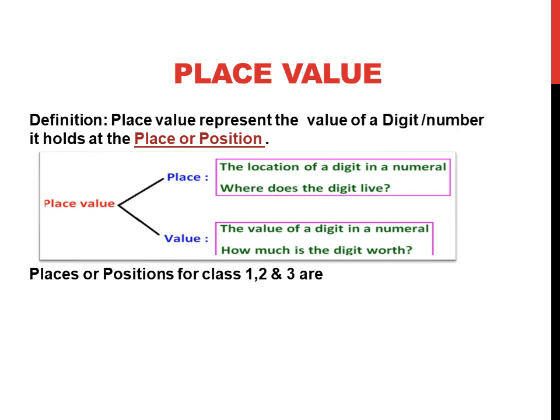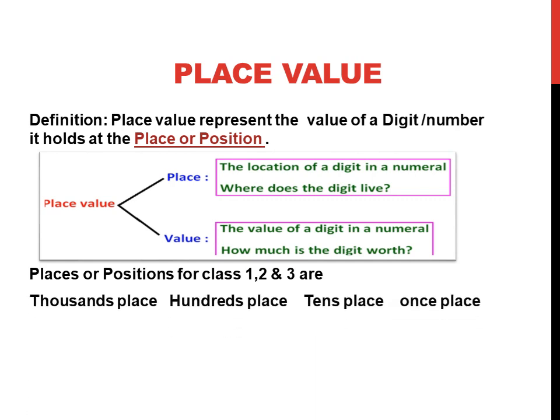The places for class 1, 2, 3 are ones place, tens place, hundreds place and thousands place. There are also ten thousands and so on, but for your level these four places are enough, children. Ones place is denoted with O, tens place with T, hundreds place with H, thousands place with TH.